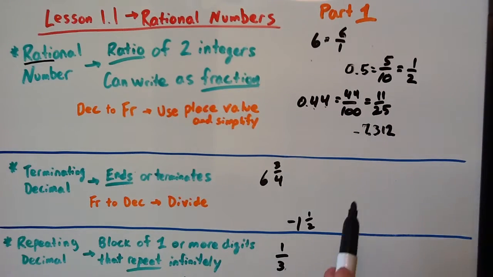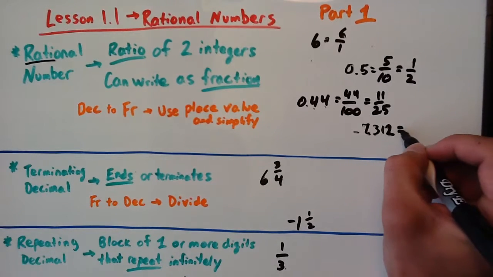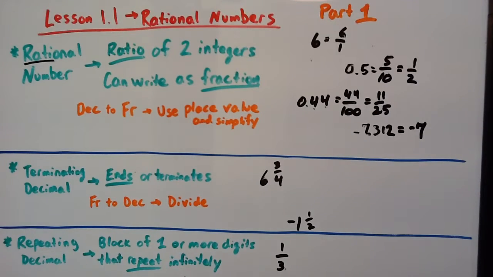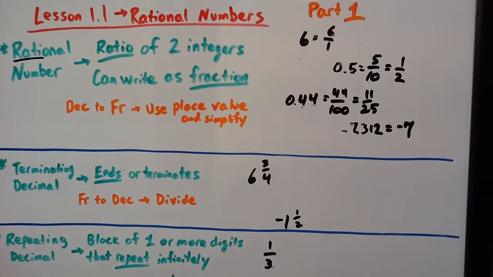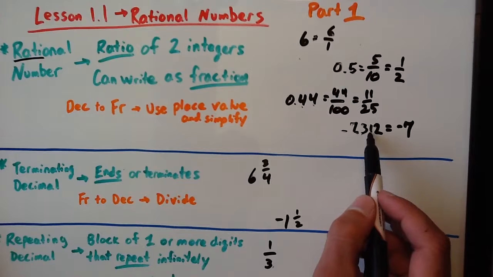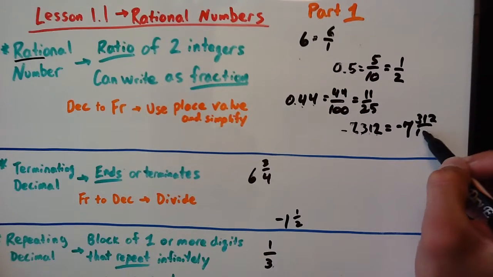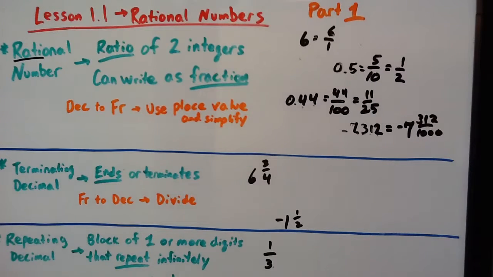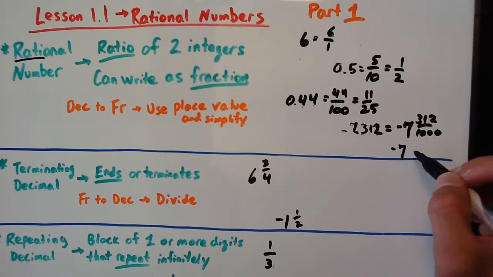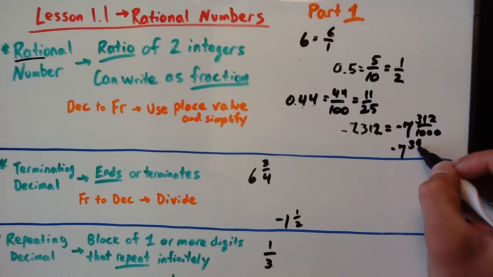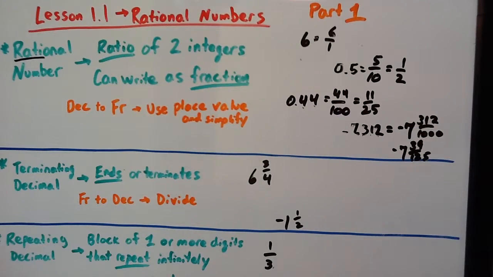And final example here, I have negative 7.312. So I'm going to have negative 7, and that's what the decimal means, right? Negative 7 and tenths, hundredths, thousandths. I have 312 thousandths, so 312 over 1,000. And you can simplify that. You would simplify that to be negative 7 and 39 over 125. That would be in simplest form as a mixed number.